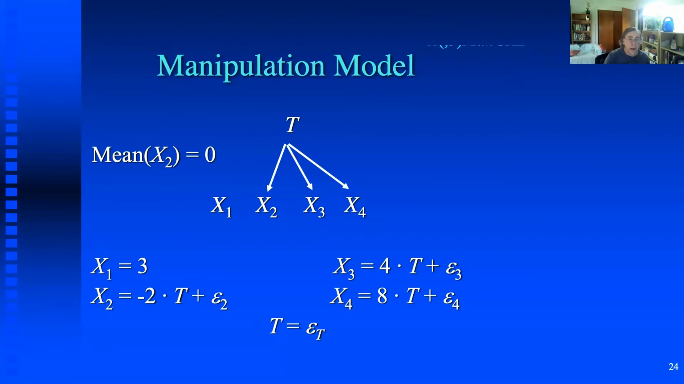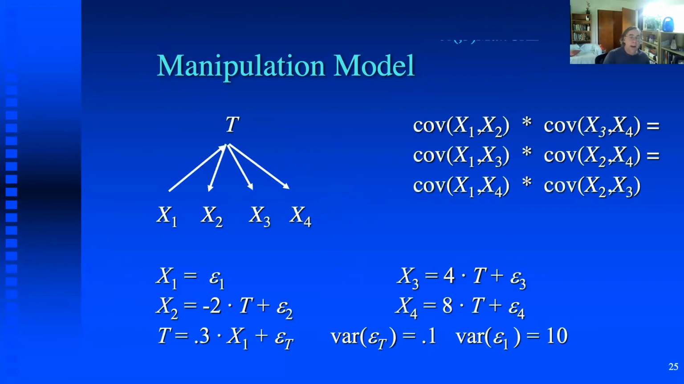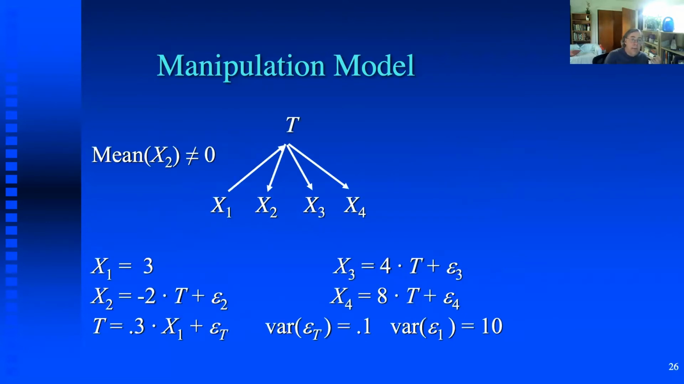would be equal to 0 still. On the other hand, I could flip that edge and go from x1 to t, and in that case, if I were to manipulate x1, then it would have an effect on x2 because I would have the path x1 to t to x2, and the mean of x2 would no longer be 0 if I manipulate x1.